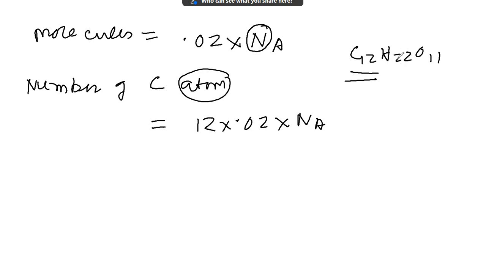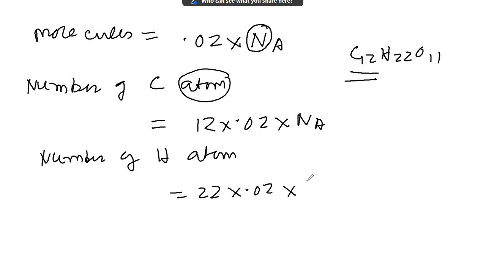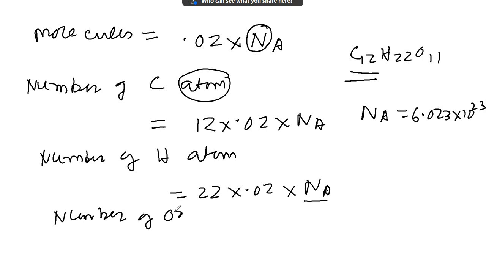Number of hydrogen atoms: one molecule contains 22 hydrogen atoms. So number of hydrogen atoms is 22 into 0.02 into Na. Na stands for Avogadro number. Na value is what? Number of oxygen atoms, what will it be? It will be 11 into 0.02 into Na, Avogadro number.